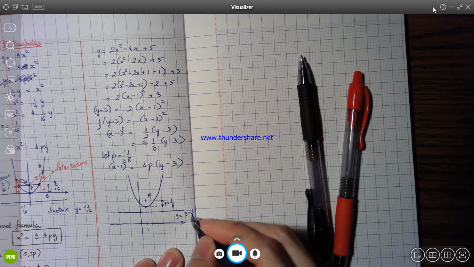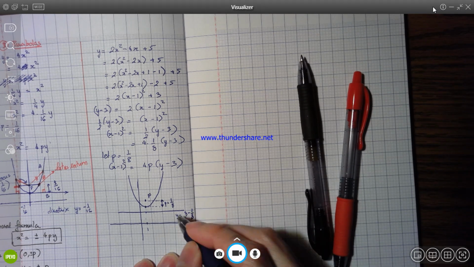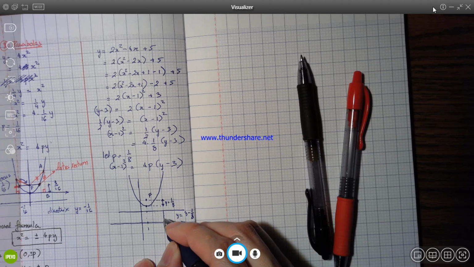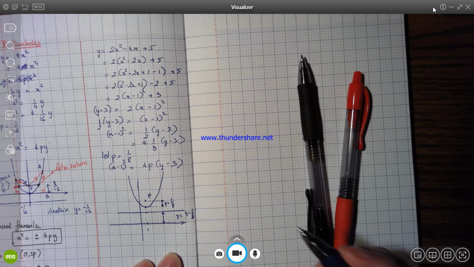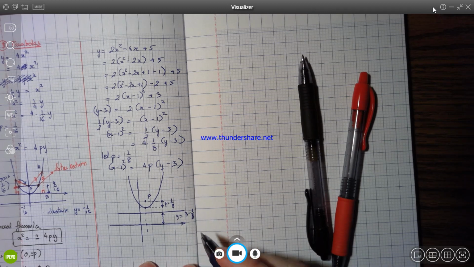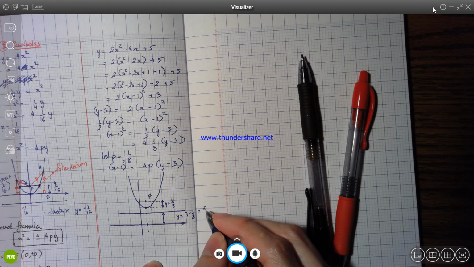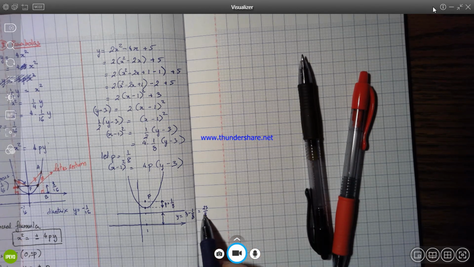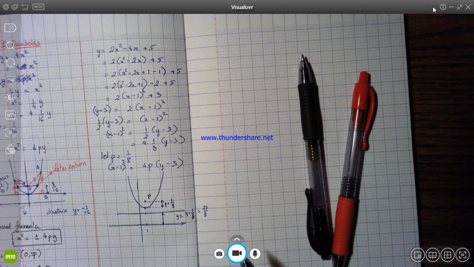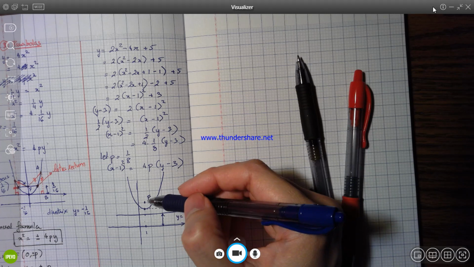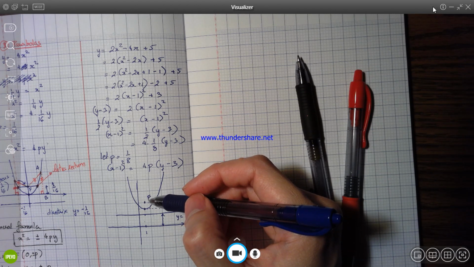Okay, so it will be from here to here. Alright, so we go from here to here. Okay, 3 minus 1/8 gives you 23/8, so y will be equal to 23/8. Okay. Then what is the coordinate of F?